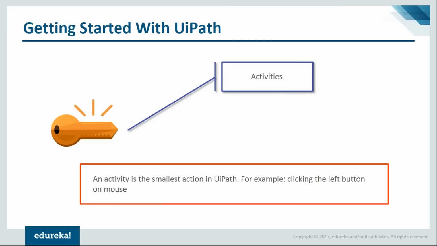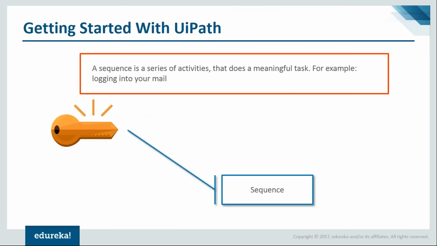Now when you combine activities, they lead to a meaningful task. For example, if you want to shut down the computer, you first have to click on start, and then you click on the shutdown button, and your computer will then execute the shutdown command. All right. So when you combine these activities that lead to a meaningful task, this combination is termed as a sequence. All right. So these are the two key concepts that you have to remember whenever you are using UiPath, because these terms will be used a lot when you're working with UiPath.